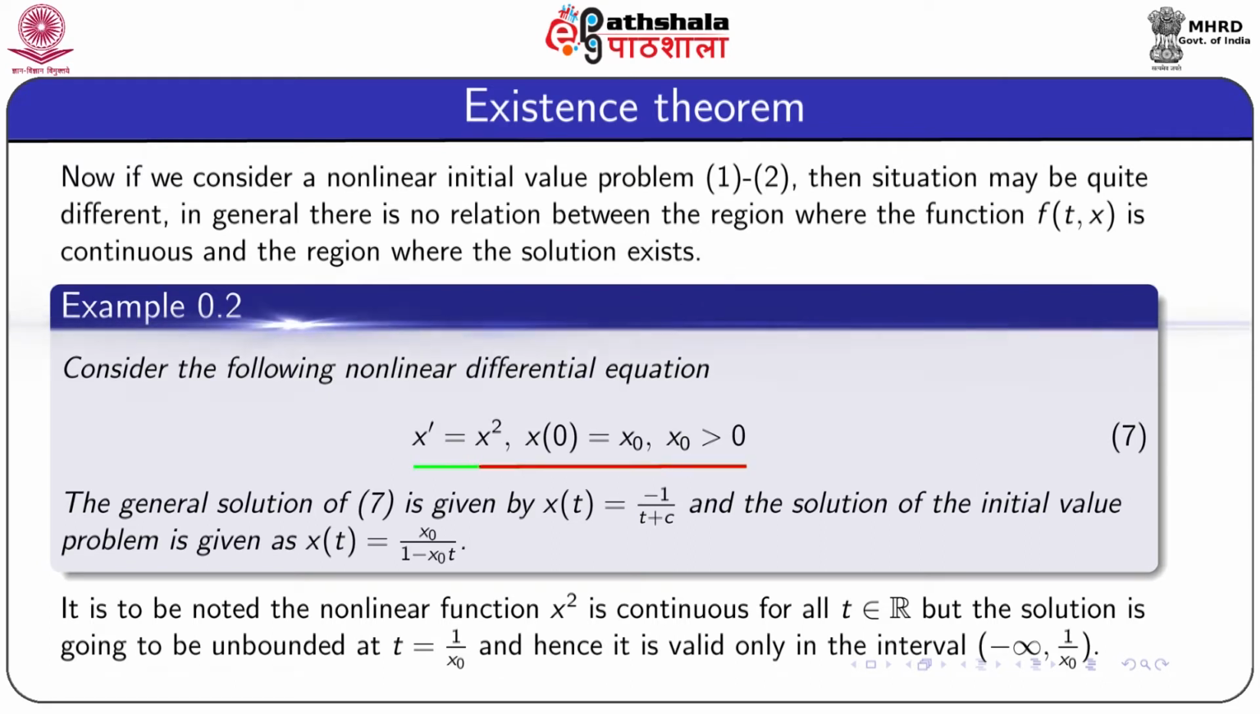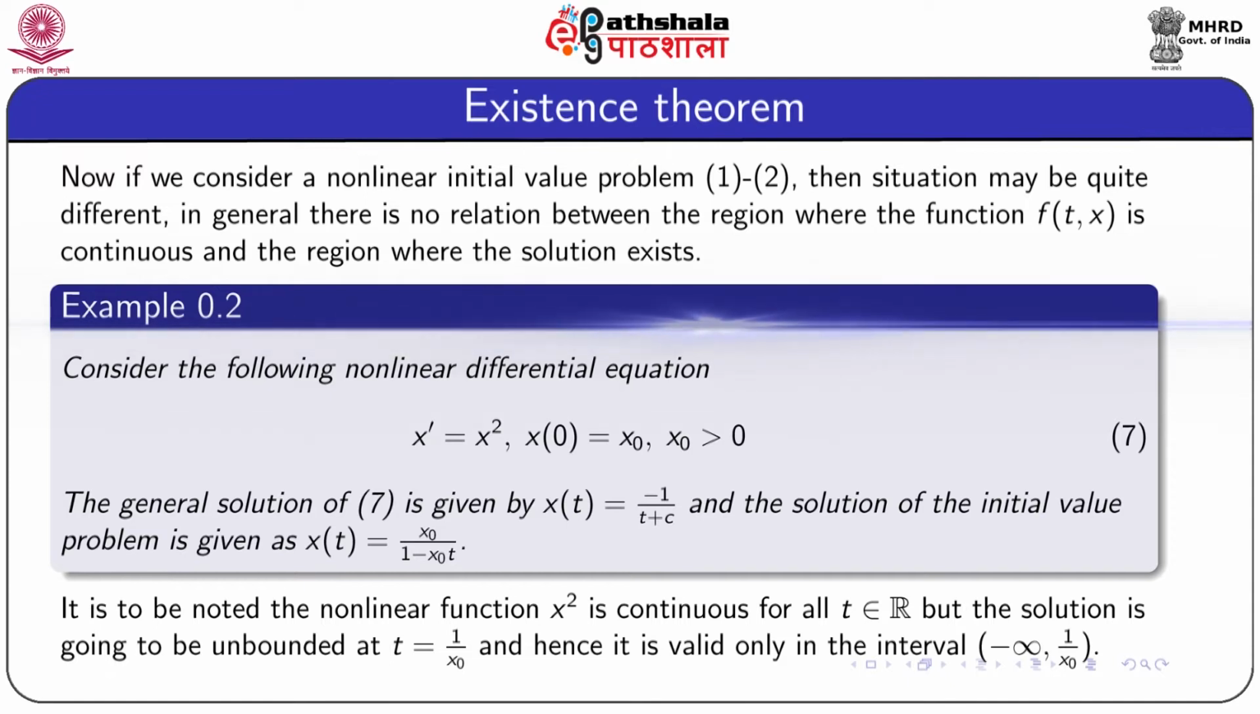dx/dt = x², x(0) = x0, where x0 is positive, given by equation number 7. If you solve this differential equation, its general solution is given by x(t) = -1/(t + c), and the solution of the initial value problem will be given by x(t) = x0/(1 - x0 t).